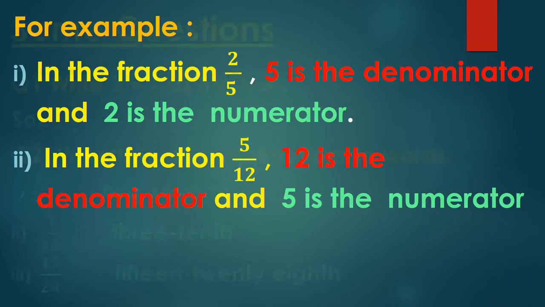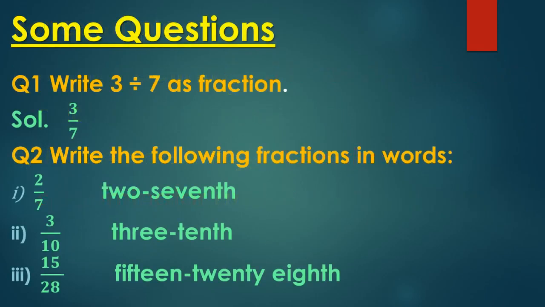Now see some questions. Write 3 divided by 7 as a fraction. The number which we divide, we will write down that number in the numerator. So 3 we are dividing, we will write down 3 in the numerator. And the number by which we divide, we will write down in the denominator. That is 7 here. So it is 3 upon 7.